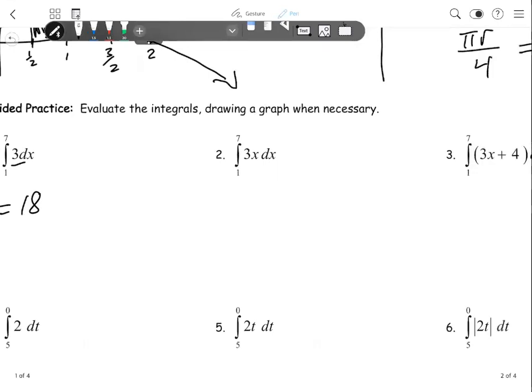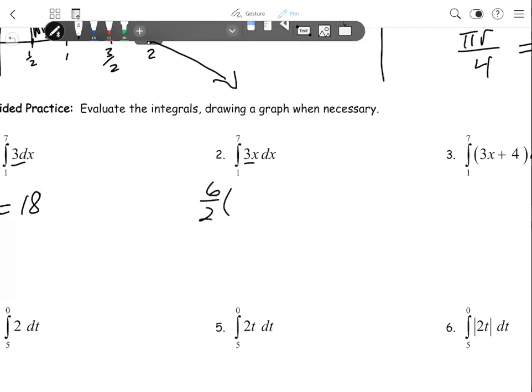The next example, I have a linear function. When I have a linear function, normally it will make a trapezoid. So to find the height of the trapezoid, I look at the bounds, the x values. It goes from 1 to 7, so my height is going to be 6. And this one is just like the second and third examples that I did above when it makes a trapezoid.